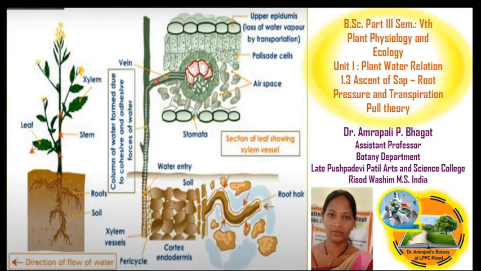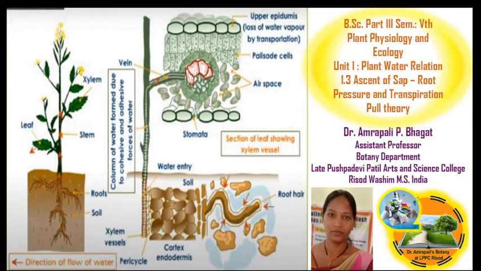Welcome back again. Today we are going to learn about how water can be pulled up in an upward direction. That is the ascent of sap. Here is the diagram of a complete plant body, which shows soil and soil water, the root system, and the aerial parts, that is, stem, leaves, flowers, and fruits.